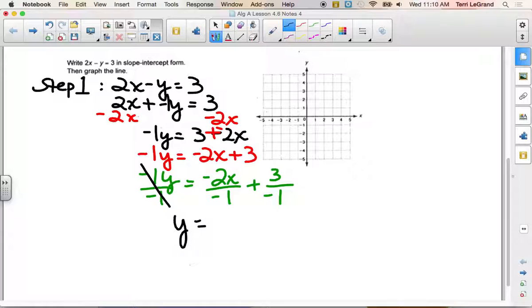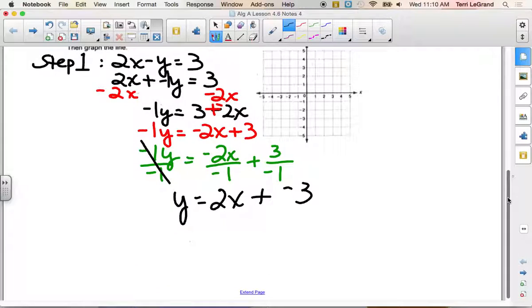What's a negative divided by a negative? Positive. And 2 divided by 1? 2, so this is going to be a 2x, isn't it? What's a positive divided by a negative? Negative. And what's 3 divided by 1? 3. Negative, so we have a negative 3, don't we? Okay.